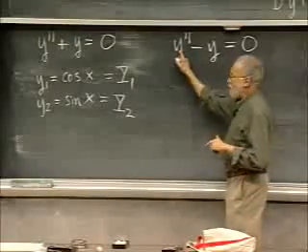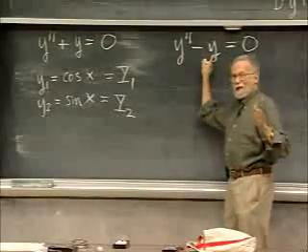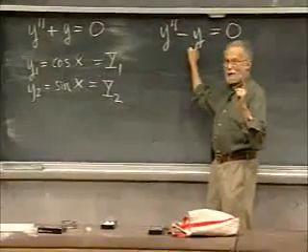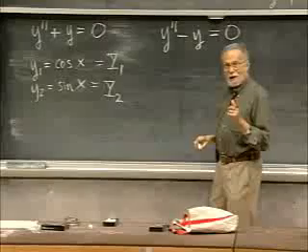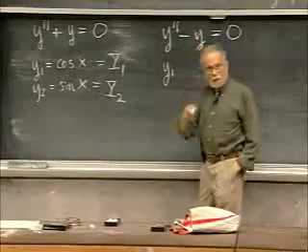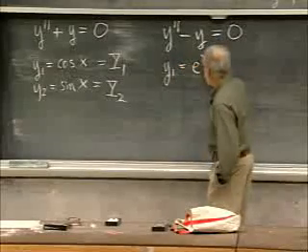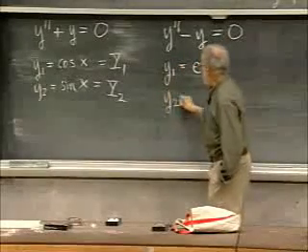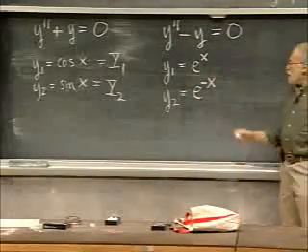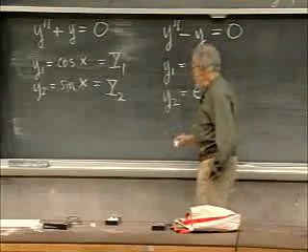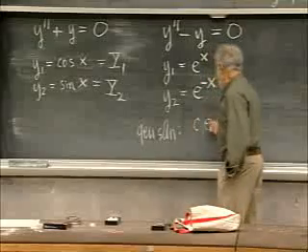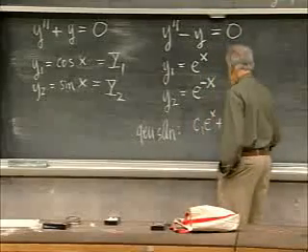Here, think through: r squared minus 1 equals 0. The characteristic roots are plus 1 and minus 1, right? And therefore the solutions are e to the x and e to the negative x. So the solutions you find by the usual way are y1 equals e to the x and y2 equals e to the negative x. Those are the standard solutions. So the general solution is of the form c1 e to the x plus c2 e to the negative x.